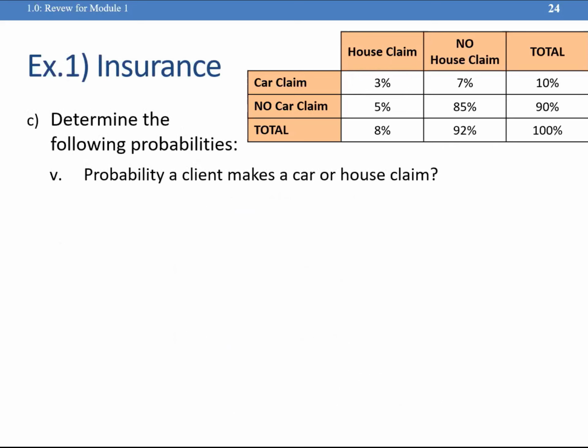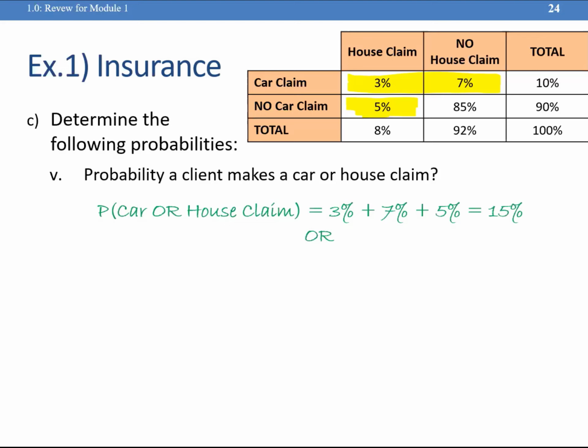Now, what is the probability a client makes a car or a house claim? There are two ways I can approach this. I can first look at just inside the table and those cells there. That's car or house claim, isn't it? So I can just add them up. The probability a client makes a car or house claim would be 3 plus 7 plus 5, which is equal to 15%. Doing that addition is really easy when you're dealing with a small contingency table. But if you had a big contingency table, that might be a pain in the butt.